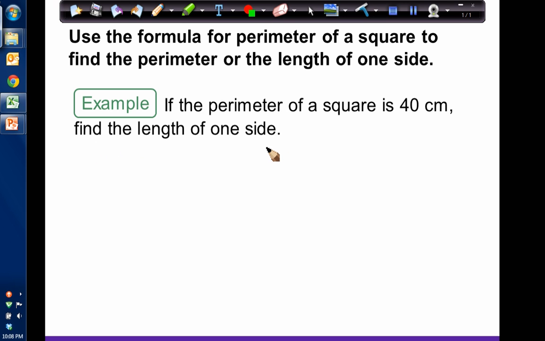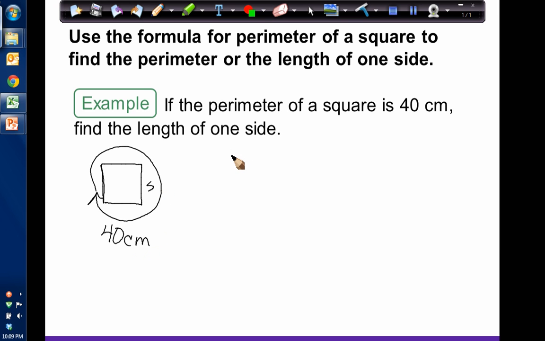The perimeter of a square is 40 centimeters. Find the length of one side. So we could again draw a picture. We know that all the way around it is 40 centimeters. The question is, how long is one side? This is when having a formula can really come in handy. We know this is the formula.